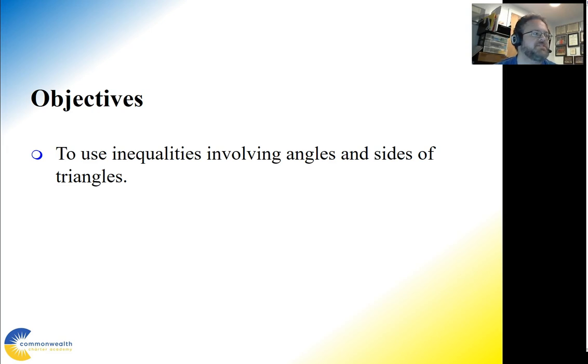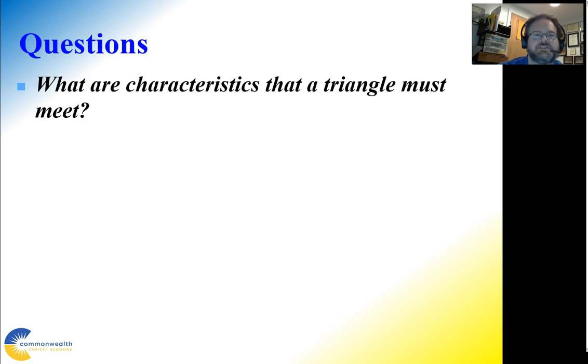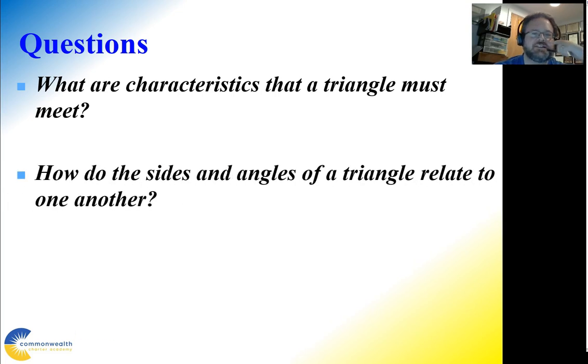So our objective today is to use inequalities involving angles and sides of triangles. The questions we're looking to answer today are what characteristics a triangle must meet, and how do the sides and angles of a triangle relate to one another.